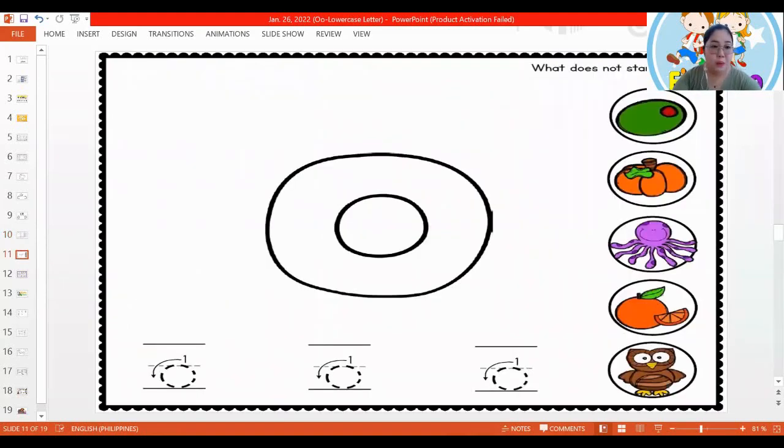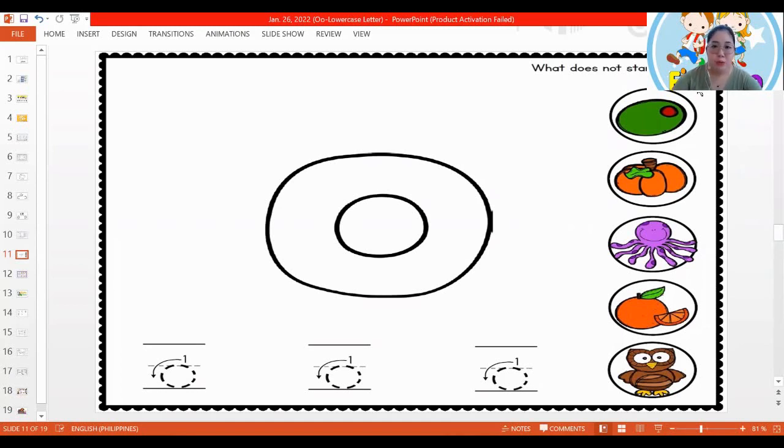All done with our work? Very nice. Now it's time for us to get our Play-Doh mats. So kindly get your Play-Doh mat. You can still use your Play-Doh or you can use your markers or your dabbers.